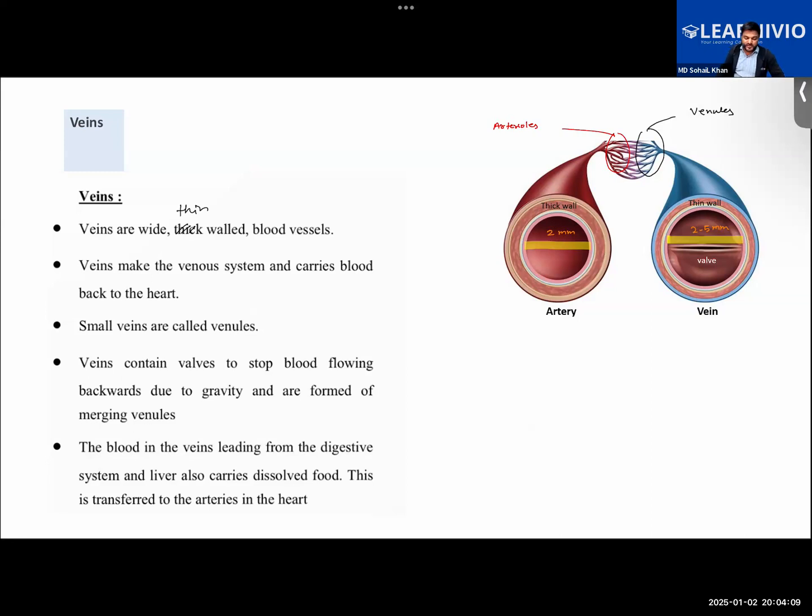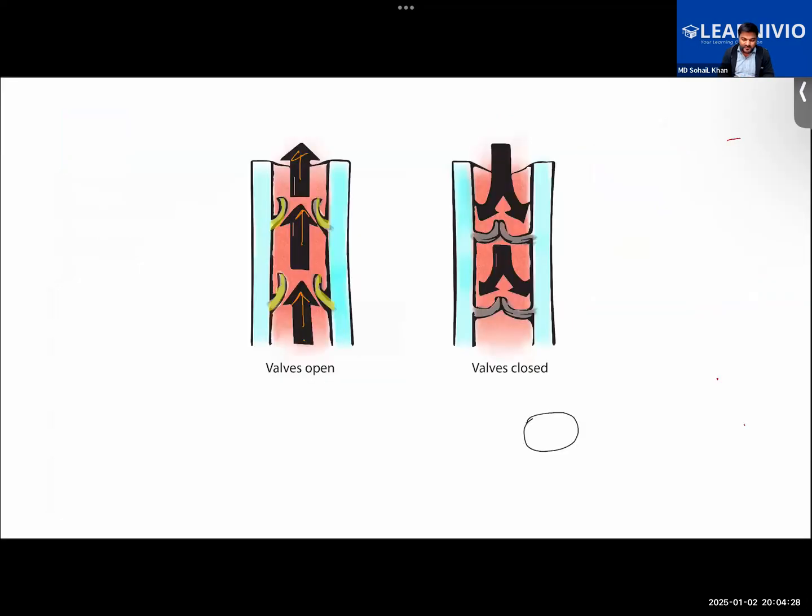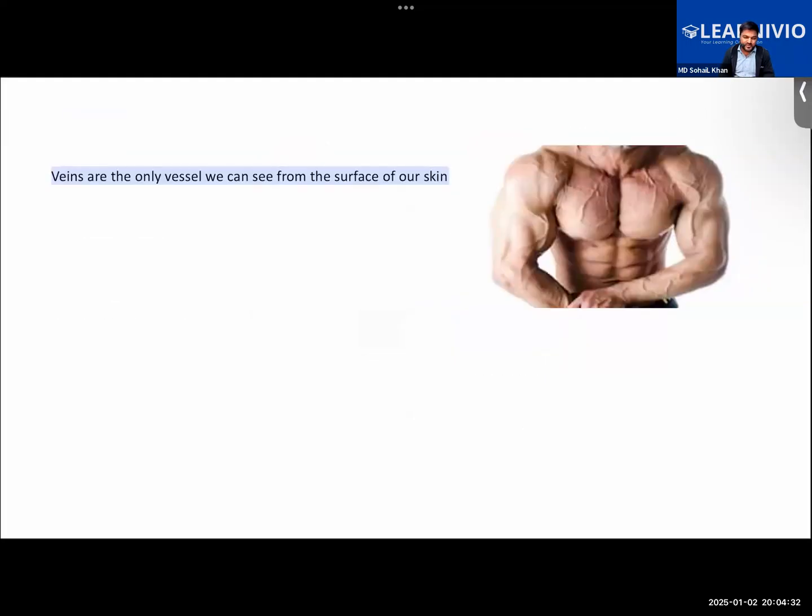Then talking about the veins. These blood vessels would be carrying the blood that is rich in carbon dioxide, from different organs of the body towards the heart. They don't have thick walls as the blood pressure is quite low in them, and they are slightly wider than the arteries. And they contain valves to prevent the backflow of the blood, to prevent the blood from flowing in the opposite direction.